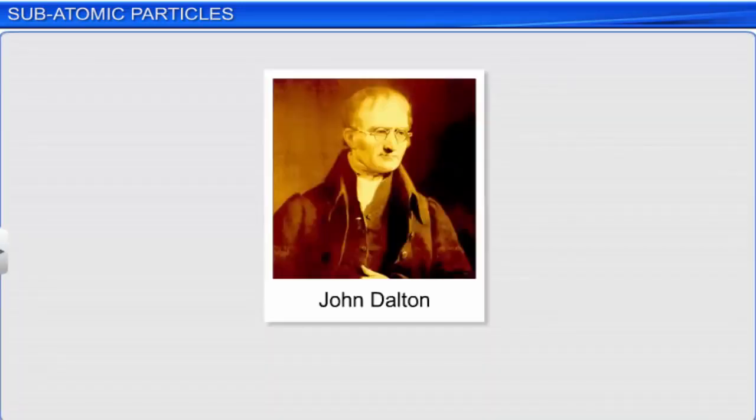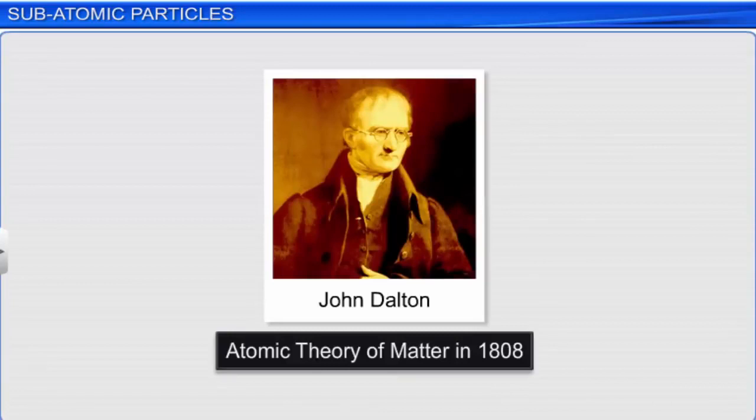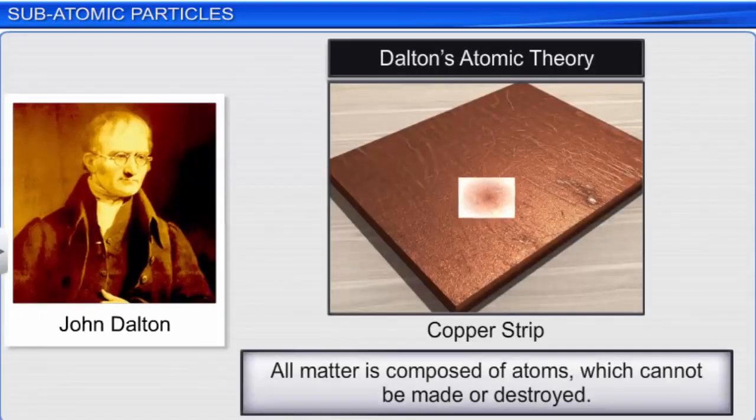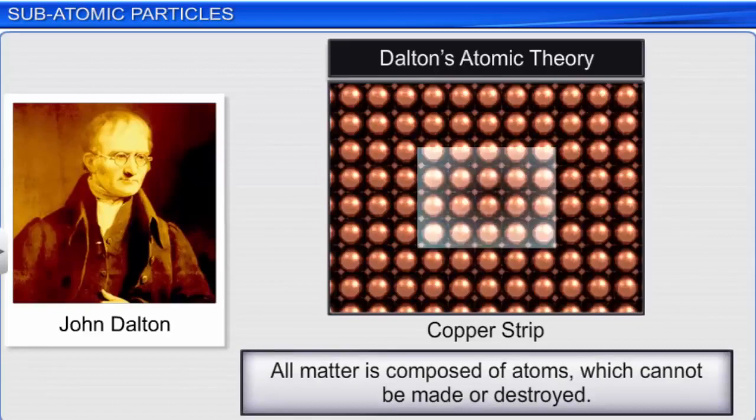John Dalton proposed the atomic theory of matter in 1808. Dalton proposed that atom is the ultimate particle of matter. This theory is called Dalton's atomic theory. It postulates that all matter is composed of atoms that cannot be made or destroyed.